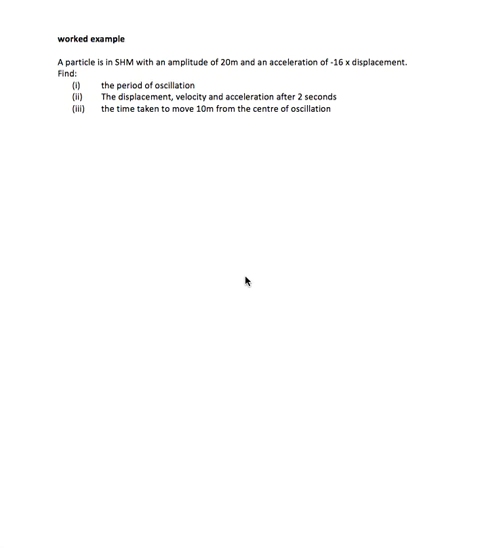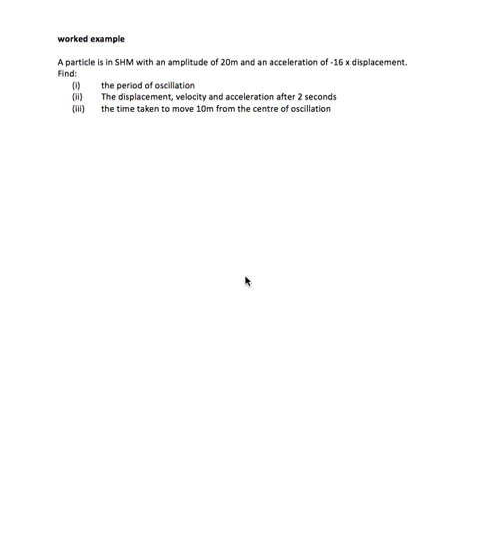Here we have a worked example on how to use the simple harmonic motion equations. Our question says a particle is in simple harmonic motion with an amplitude of 20 meters and an acceleration of minus 16 times the displacement. Find the period of oscillation, the displacement, velocity and acceleration after 2 seconds, and the time taken to move 10 meters from the center of oscillation.